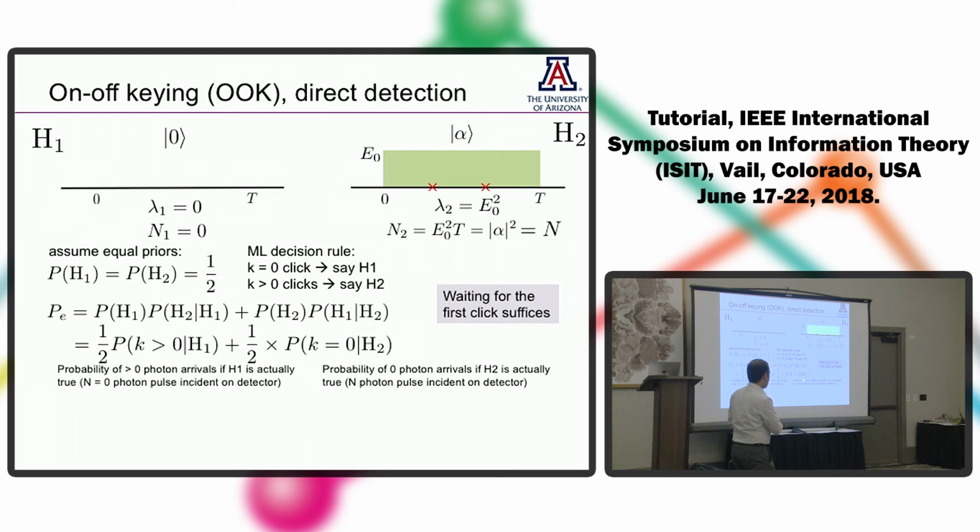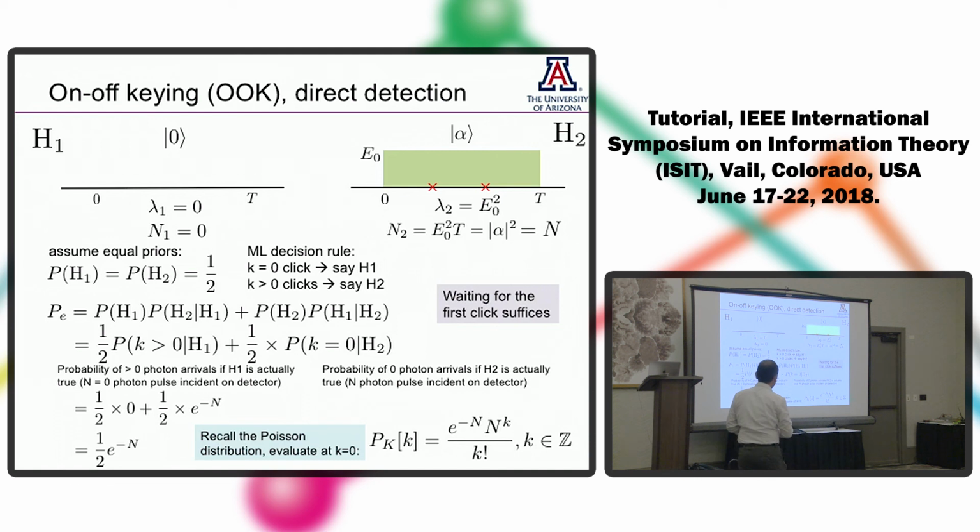Let's do the other one. H2 is the reality. I have given you a pulse. What is the probability I will make an error? I'll make an error if I get no clicks, even though I have a pulse. So if I get k equals to 0 clicks, what is the probability of that happening? The Poisson distribution. So it's the first term of the Poisson distribution, which is e to the minus n. So my error probability is just 1/2 times e to the minus n. Okay, so that's the first term of the Poisson. So that was pretty simple.